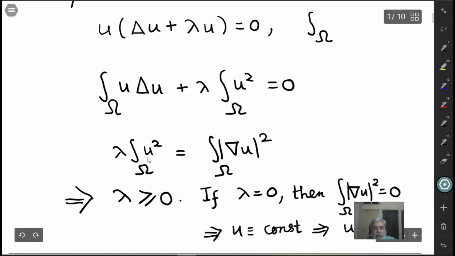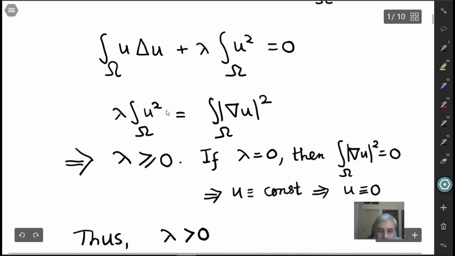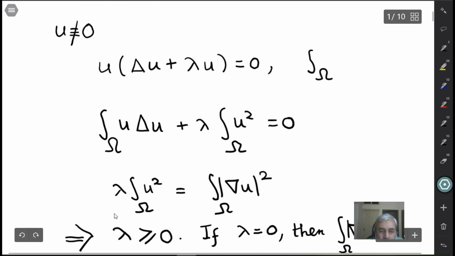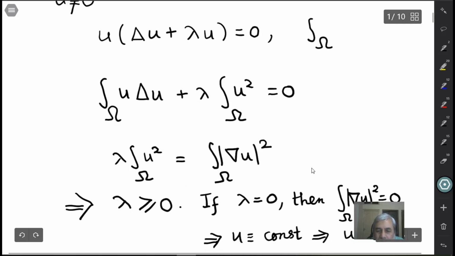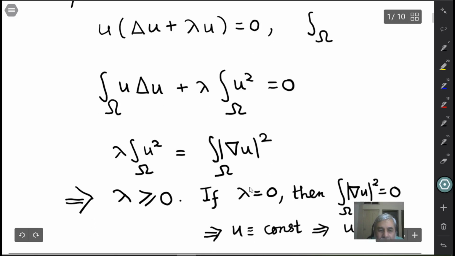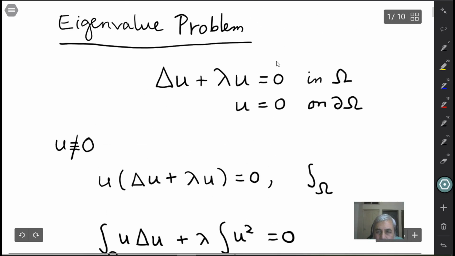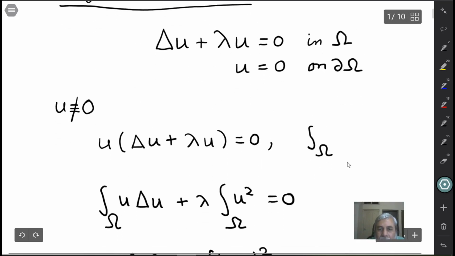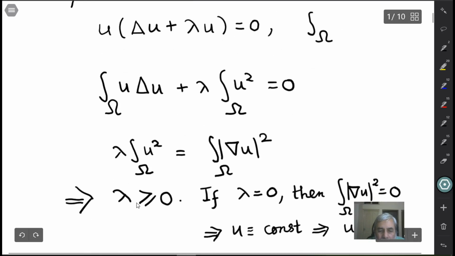Okay, so we get, and that minus integral of grad u squared, you take to the other side, so we get lambda integral of u squared over omega equal to integral over omega of grad u squared. And since u is not identically 0, this coefficient of lambda is a positive number and the right hand side is a non-negative number. Okay, so we immediately get lambda has to be non-negative. So if this given problem has a non-zero solution, then lambda ought to be greater than or equal to 0.